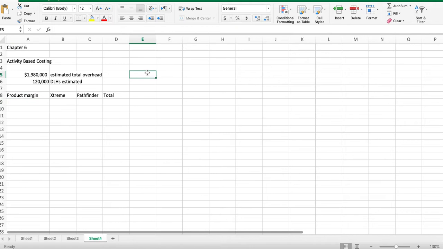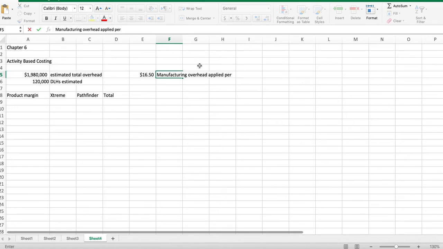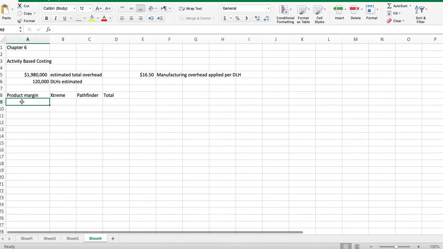If I get my total overhead divided by my total direct labor hours, which is my driver, then that is my manufacturing overhead applied per direct labor hour. Okay, so that's what that means. To calculate this product margin, I'm going to start with my sales. I'm going to use my direct material cost, my direct labor cost, and then I'm going to look at my manufacturing overhead. I'm trying to abbreviate so I can get it all in here, applied.